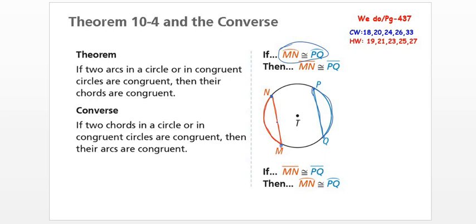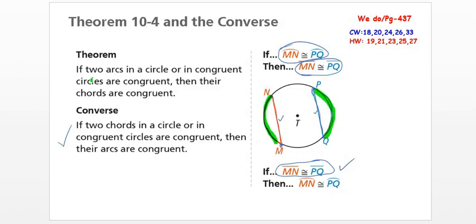What is the relation between these two chords? These two chords will also be congruent. What is the reason? Because their corresponding arcs are congruent. Similarly, the converse says if the two chords are congruent, I know that these two straight lines are equal. So what will happen? The two arcs will also be congruent, right?